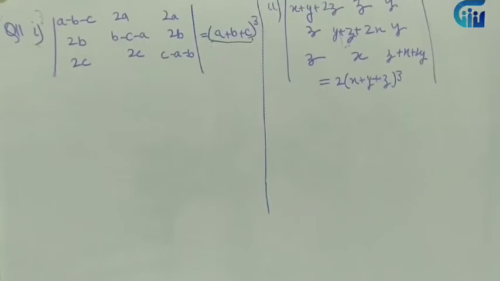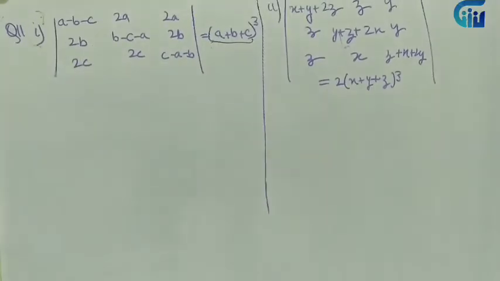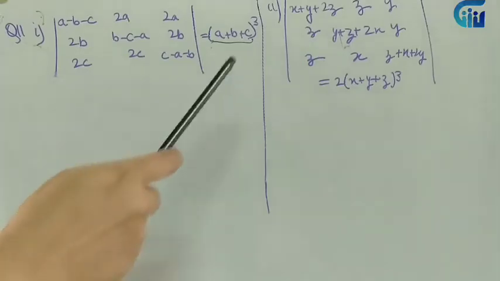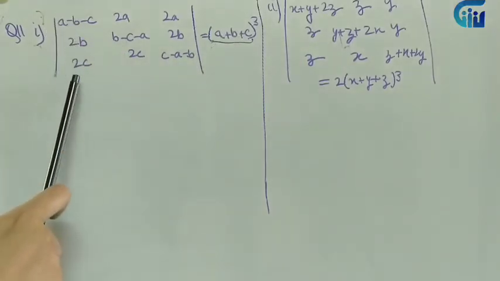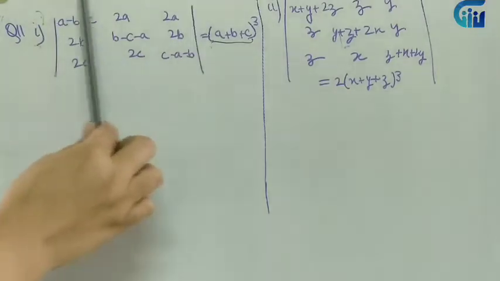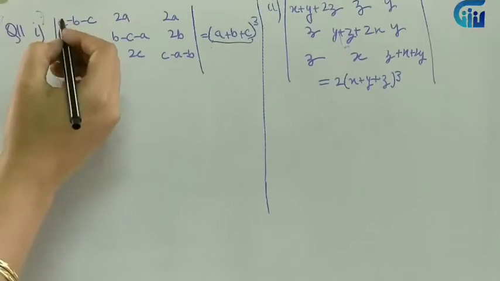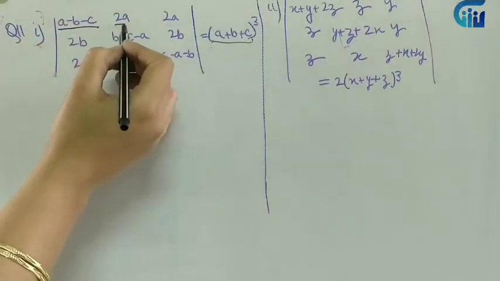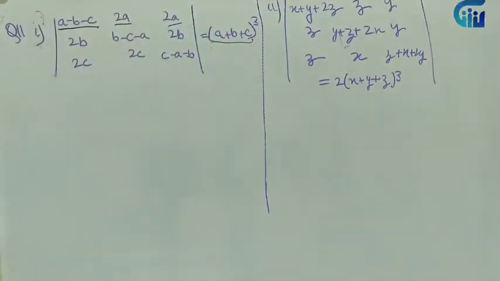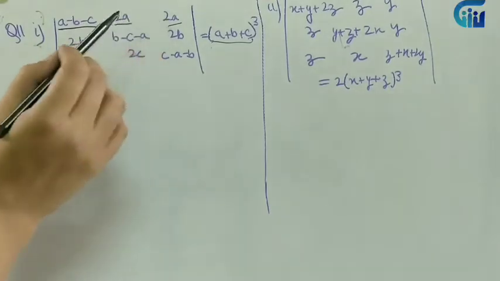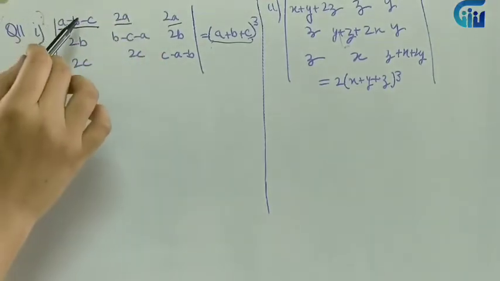So question number 11 again has 2 parts. Let's try to observe. Can we take anything common? No. I am not getting any ones also. So I cannot directly make zeros. So what is the next thing that I will work on? I will try to observe the right hand side and see whether, if I add along rows or columns, I am getting this particular result or not. So let's see what we are getting. This is A minus B minus C, 2A, 2A. If I add all the columns, 2A plus 2A will be 4A plus A, 5A minus B minus C.